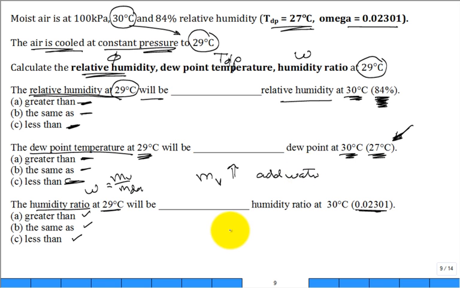How do I increase humidity ratio? Add water. How do I decrease the humidity ratio? Well, I get rid of water. How do I decrease the amount of water in air?